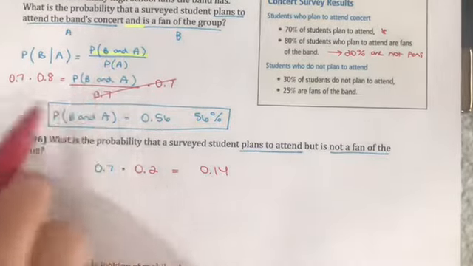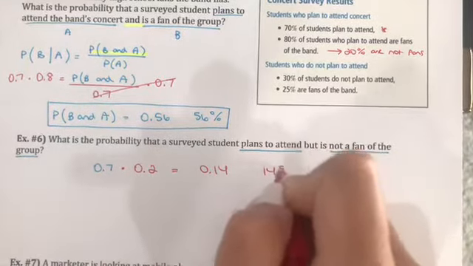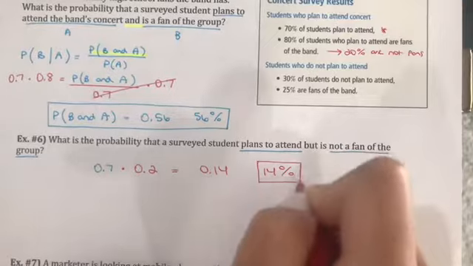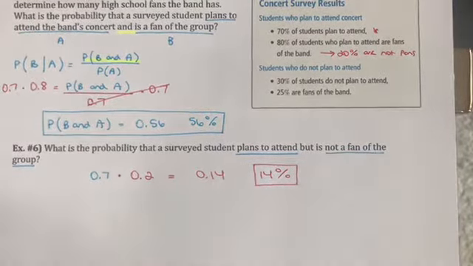Using a similar setup as what we had here, we have 14% who plan to attend but are not a fan of the group.